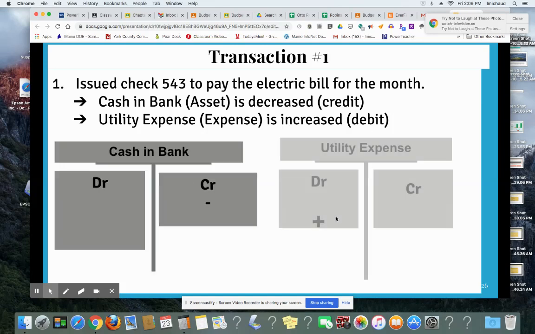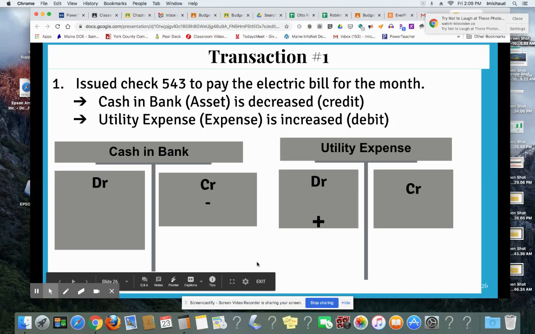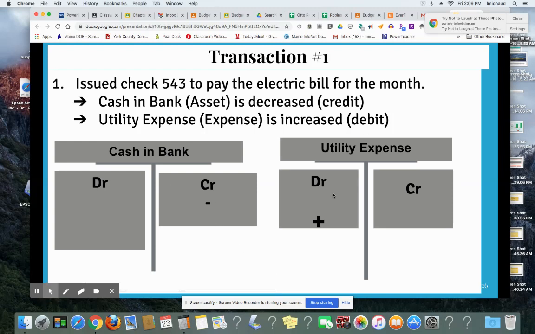So this is the way the T accounts would look there. You're going to credit cash and bank, debit utilities expense. You want to keep track of the cost of doing business, so that's why you want to add your utility expenses together.